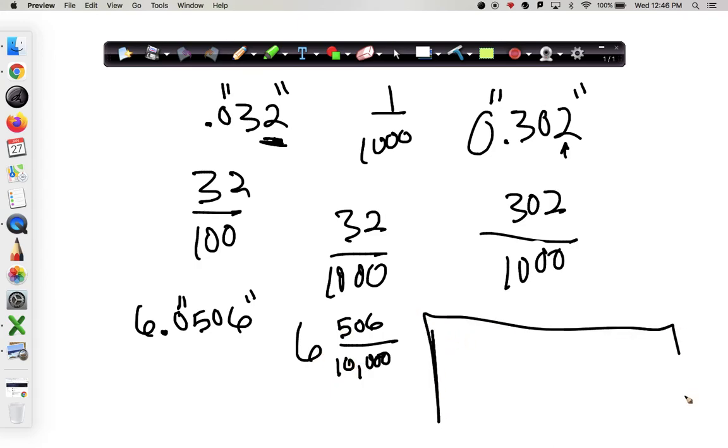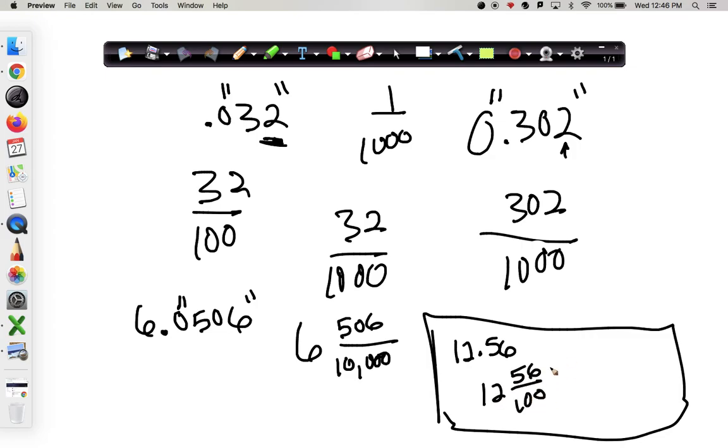One more last one here, maybe a little bit easier. 12.56 is 12 and 56 hundredths. We know we can simplify 56 hundredths. We can cut it in half, and we get 28 fiftieths. We can cut that in half again and get 14 25ths. So it's 12 and 14 25ths. Okay, and that is a recap for Wednesday, January 27th.